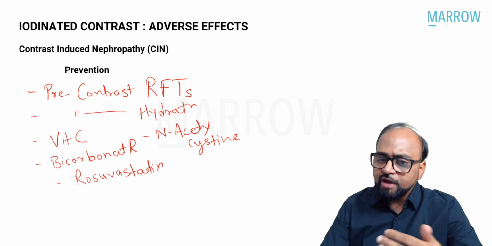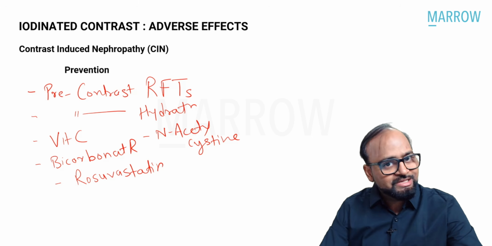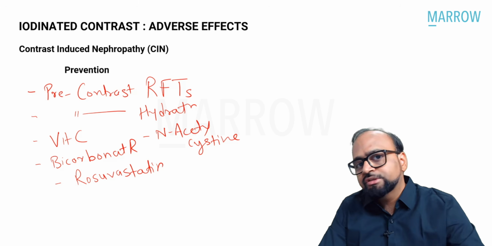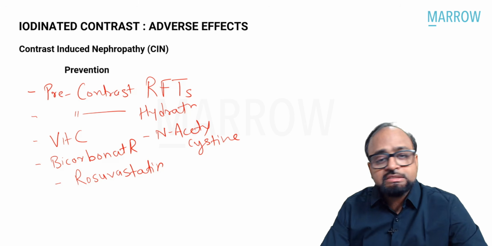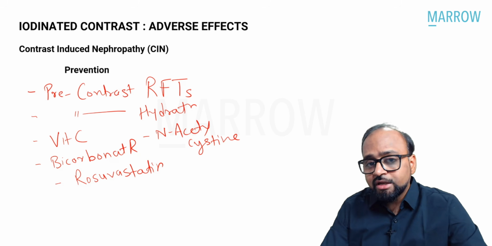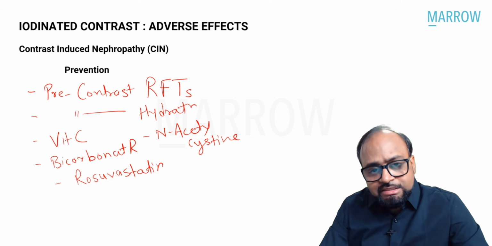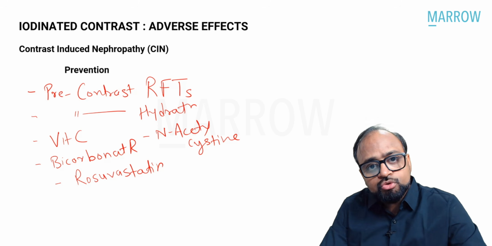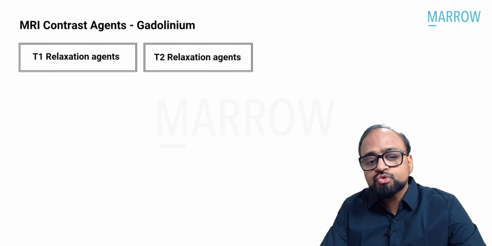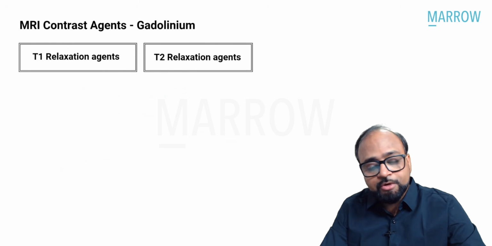Now tell me, if iodinated contrasts which are used in X-ray and CT scan cannot be used in renal failure patients, can we do a contrast enhanced MRI in such patients? What is the contrast agent used in MRIs? It's gadolinium. Is gadolinium nephrotoxic? The answer is no, it is not. So can it be used in renal failure patients? Well, the answer is no, and I'm coming to that.